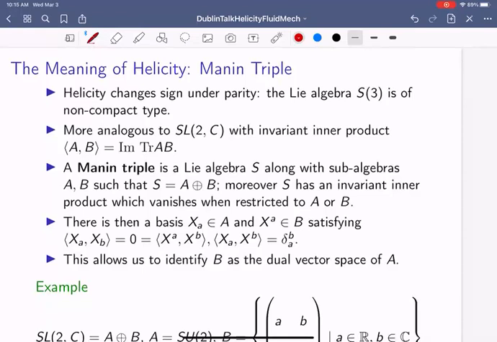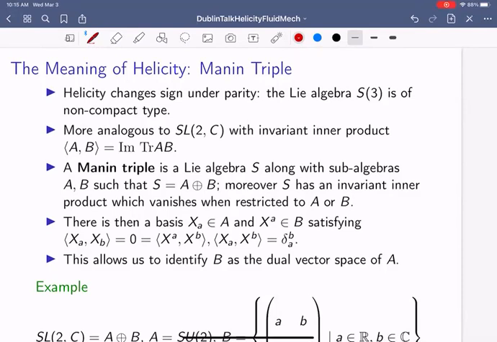So the helicity is, first of all, not positive. That's obvious because helicity changes sign under parity. So it changes sign under parity, so it cannot be positive. Roughly speaking, helicity thought of as an inner product has equal numbers of positive and negative eigenvalues.